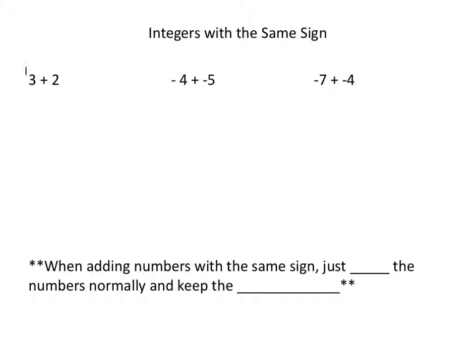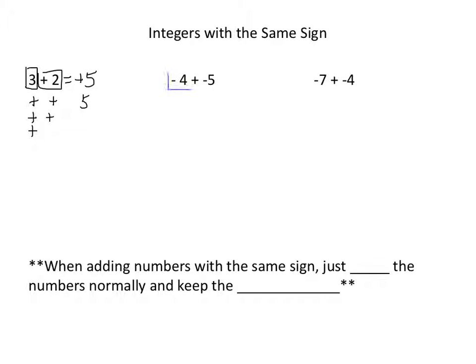So for example, here we have 3 and a positive 2. So we have 3 positives because there's no sign in front of the 3, and I'm adding 2 more positives. So now we have a total of positive 5, or just 5.